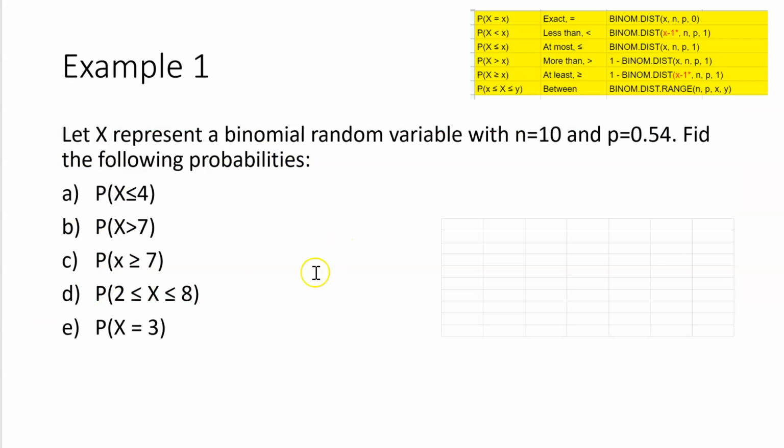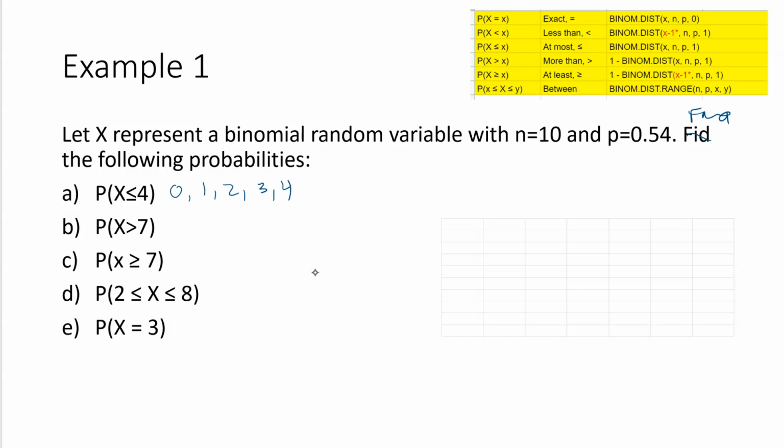Before we actually go into Excel and do these, I'm going to explain why we have to do that. If we look here, we've got a random variable n equals 10, so we're doing this up to 10 times. The probability of success, p, is 0.54. Find the following probabilities. If x is less than or equal to 4, we would put the x in right away, but let's think about what that means. If we go to 10, that would be 0, 1, 2, 3, 4.